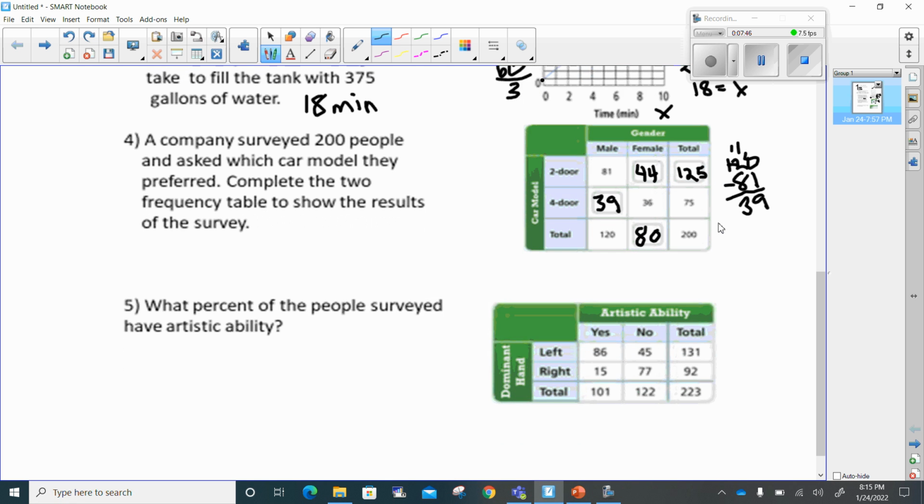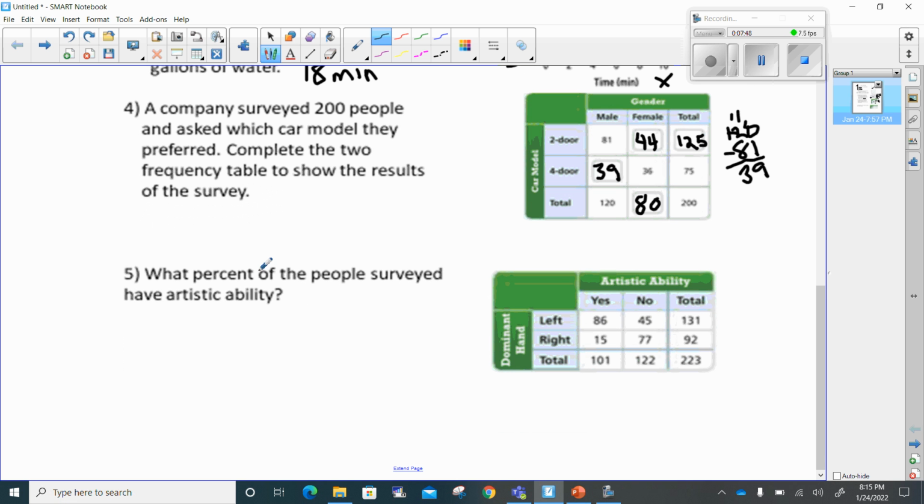Number 5 says, what percent of the people surveyed have artistic ability? All right, so we're looking for percents, and we're looking for what percent of people surveyed, that's whether they're right-handed or left-handed people, have artistic ability. That would be yes. We have 101 people out of 223.